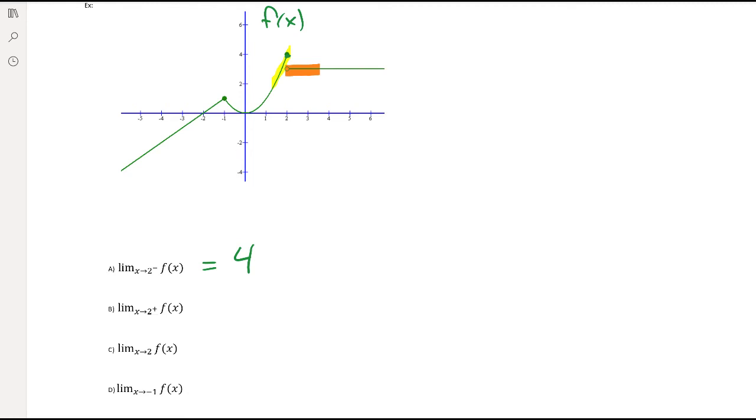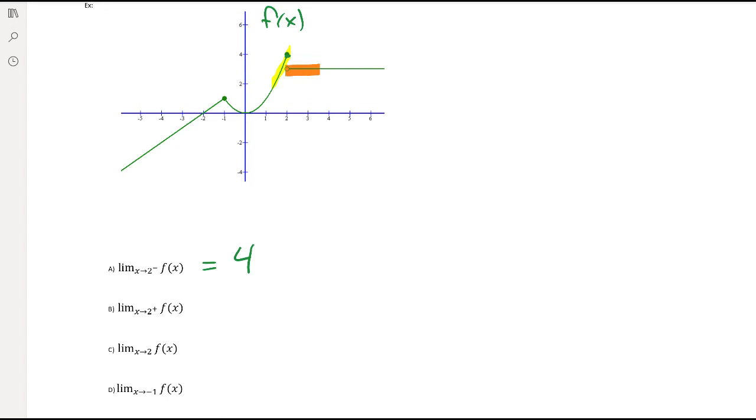Part B, what's the limit as x approaches 2 from the right? Well, this time we are going along that orange graph. And as we follow along that orange graph, we get close to 2, we see an open dot right there. If you remember from your interval notation, an open dot means that value does not exist there.